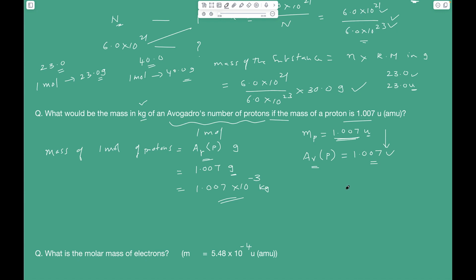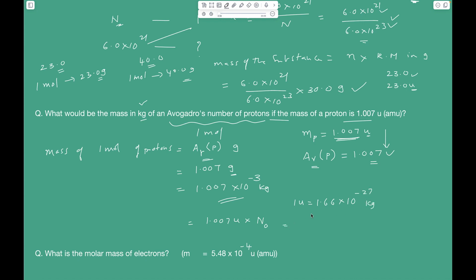Generally, when we look at such a question, we get tempted to answer it the crude way. That is, to get the mass of an Avogadro's number of protons, we try to multiply the mass of a single proton with Avogadro's number. Also, because we need the answer in kilograms, we apply the conversion factor that 1 U or 1 AMU is equal to 1.66 times 10 to the power of minus 27 kilograms.